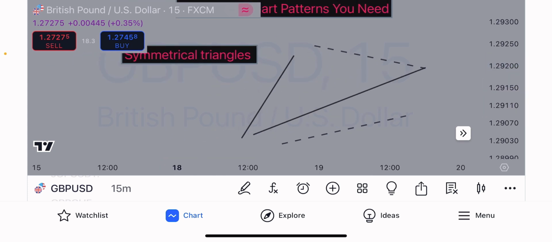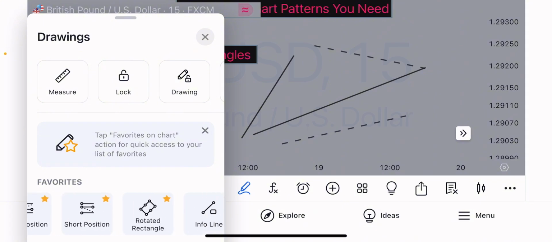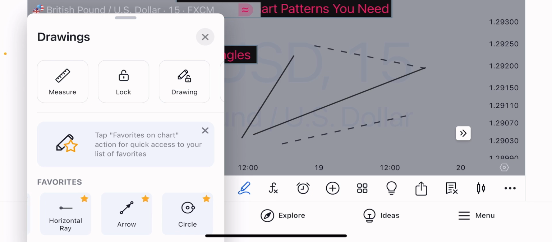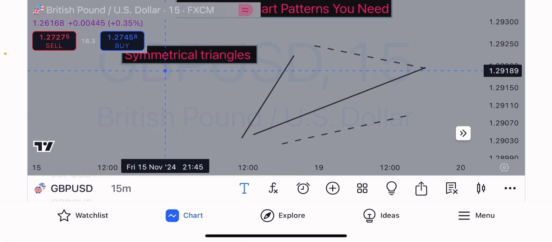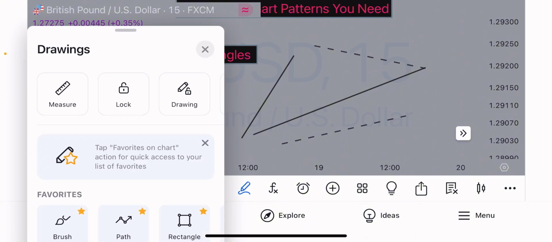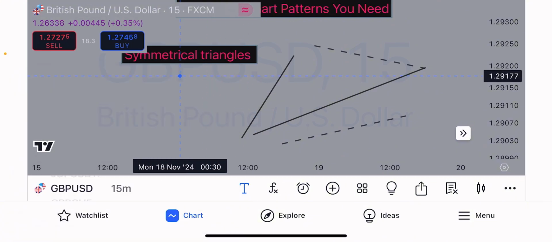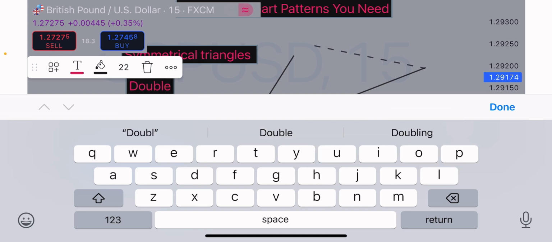Then the second we have double bottom. Double top, I'm looking for this text. Let's have it here. Double bottom.